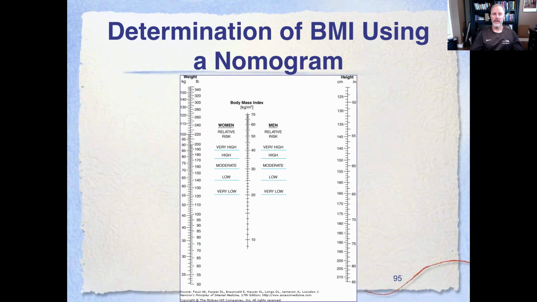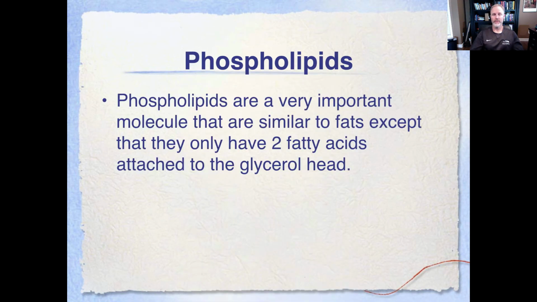We showed you this type of chart where you can plot your weight on the left column, plot your height on the right column, and connect the 2 dots with a ruler, and then figure out where it intersects the body mass index in the middle, and then you can determine your BMI from that. So there's a variety of things that we looked at to make sure that we could use the charts and the information to answer the questions that we might be asked.